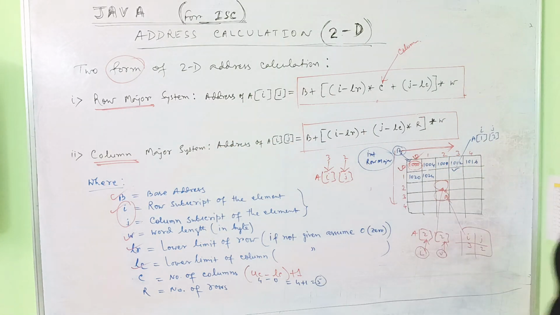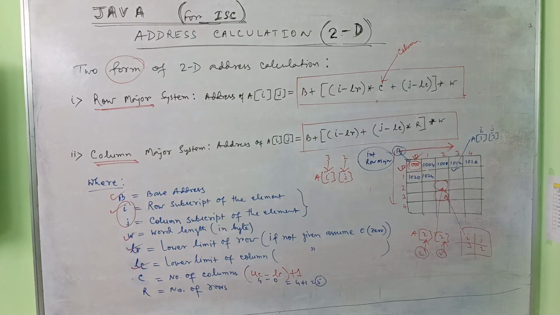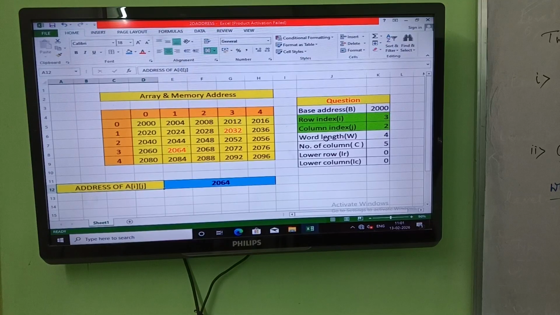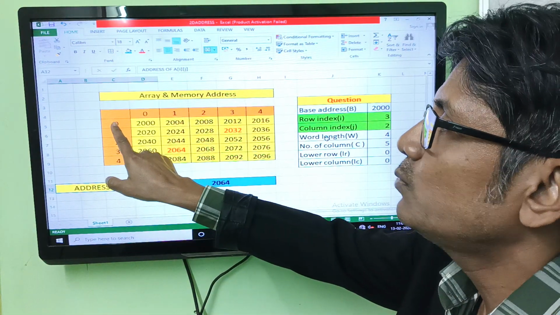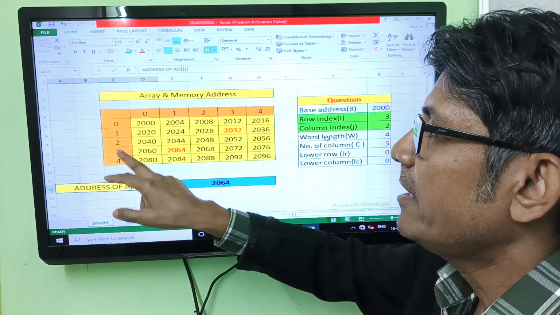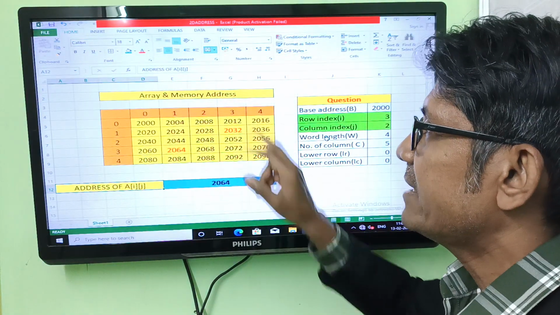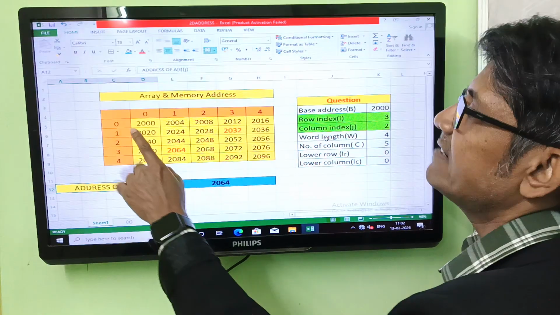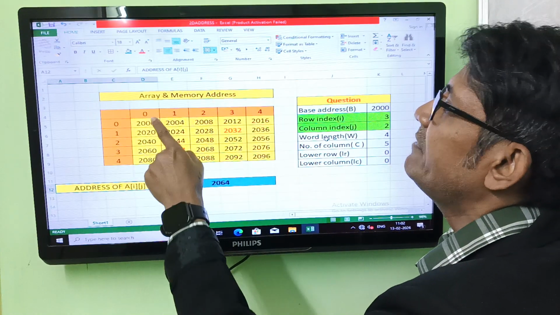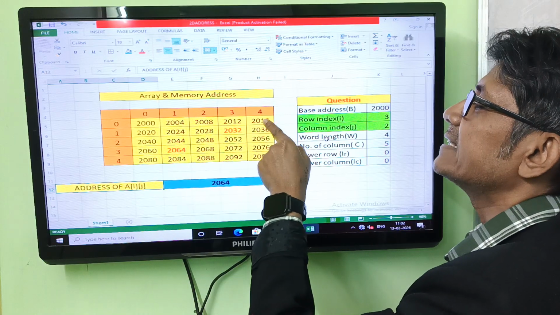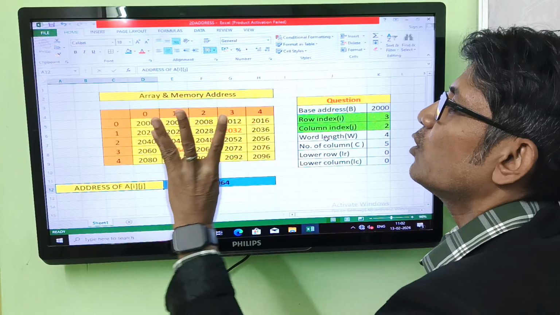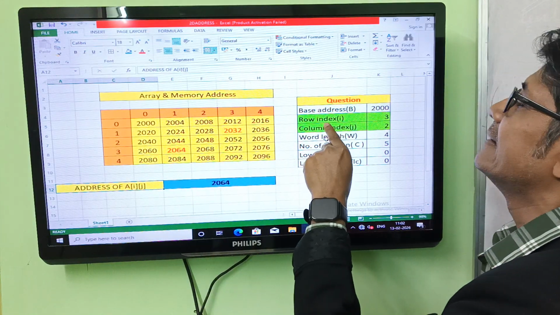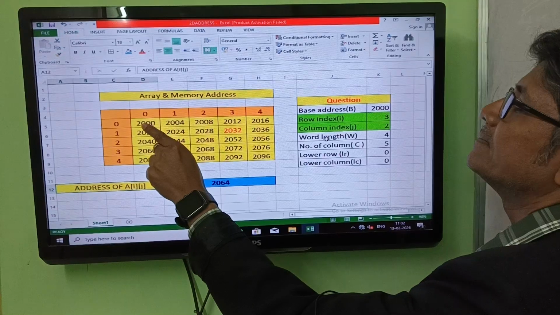Let's see one problem in computer, a simple example I will show you. Check this. You see this array and memory address. This is a 2-dimensional matrix, a 5 by 5 matrix. If your base address is 2000, and it is given in row measure, you proceed like this. After 2016, it will be 4 bytes, word length 4 bytes. You check base address 2000.